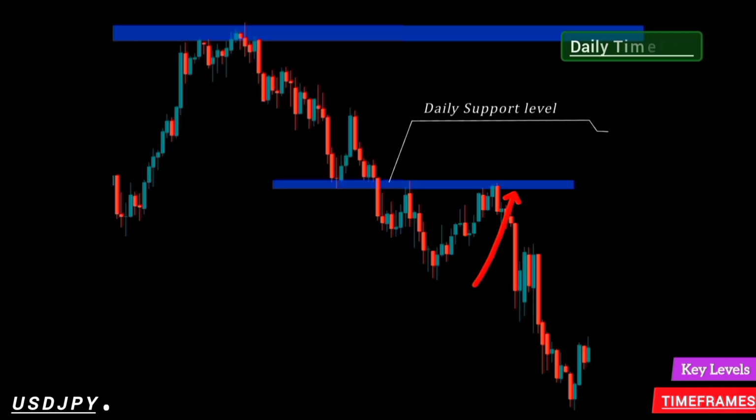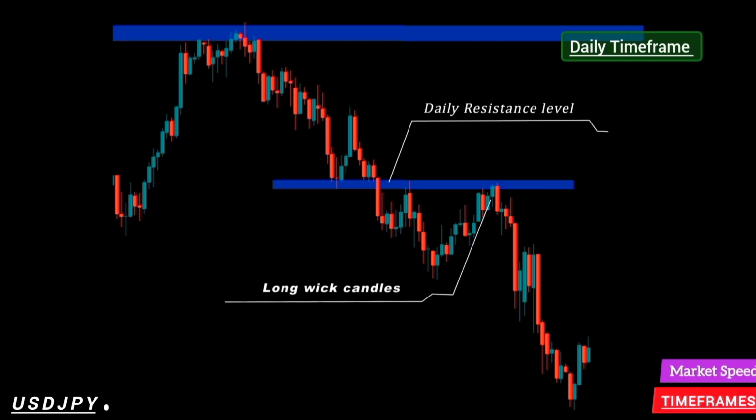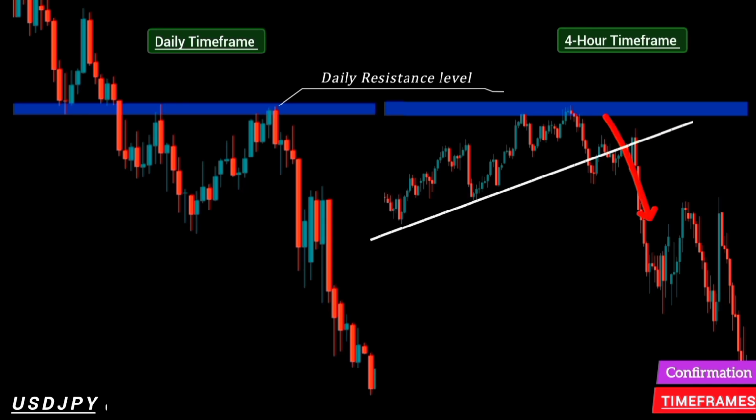When price returned to the support, now acting as resistance, we had multiple long wick candles rejecting resistance, indicating the end of the pullback. The rejection hinted at a possible trend continuation, which was confirmed by the trendline break below on the 4 hour, giving us a clean re-entry point for the bearish move.